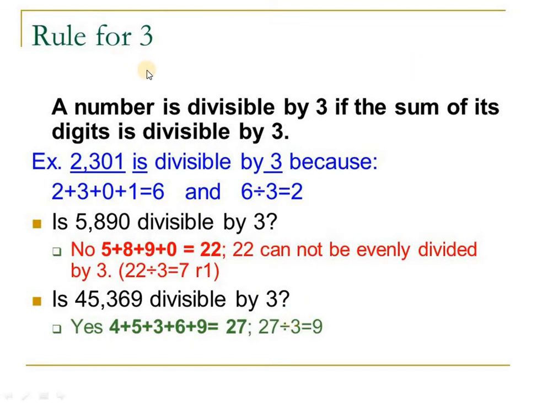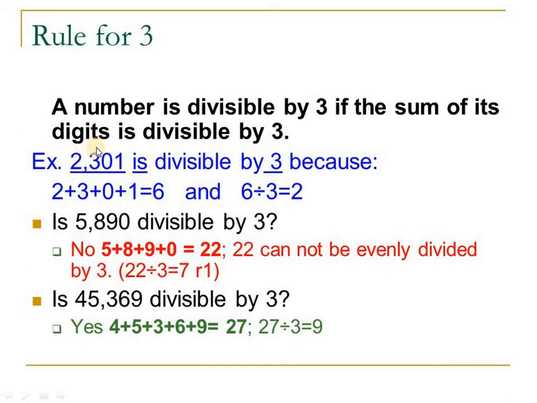Rule for 3. What is the divisibility rule for 3? Let's see. It must satisfy two conditions. What are these two conditions? A number is divisible by 3 if the sum of its digits is divisible by 3. Suppose a number is there.